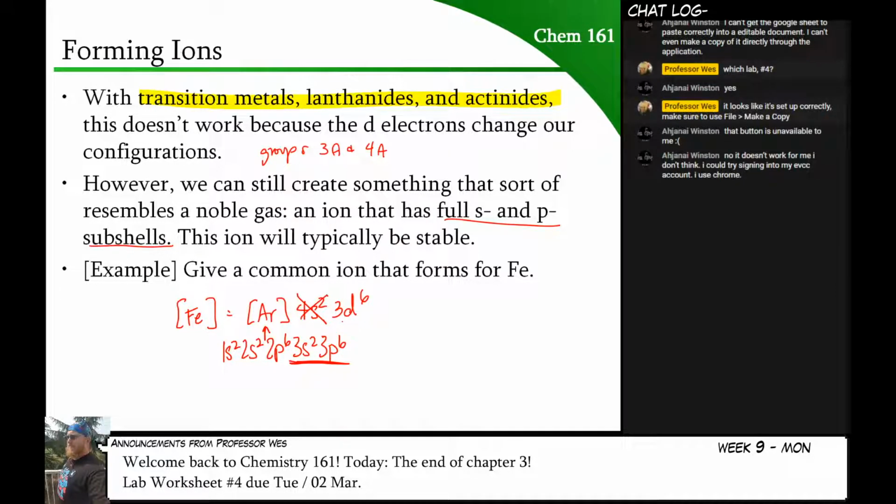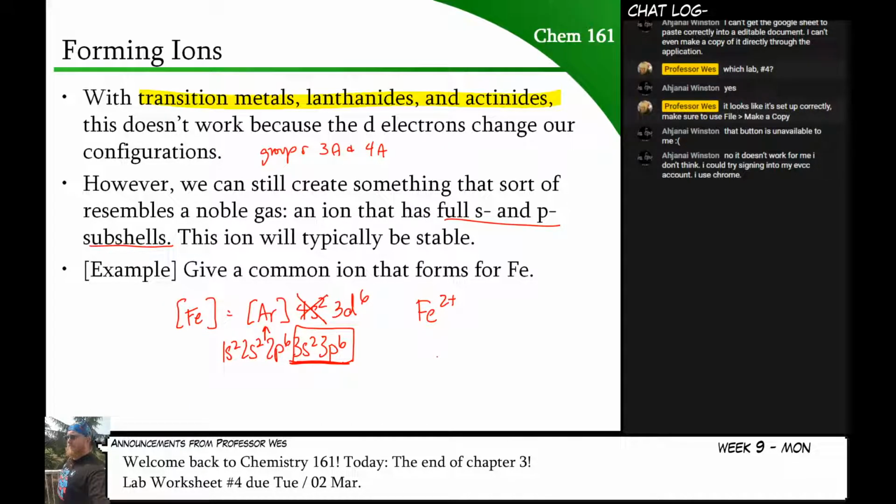What about these d electrons? We don't care about them. This is all we care about, is getting a full s and p subshell to be present in the valence layer. And we can do that by getting rid of these 2 electrons. So we would predict that a common ion that should form for this would be iron with 2+.